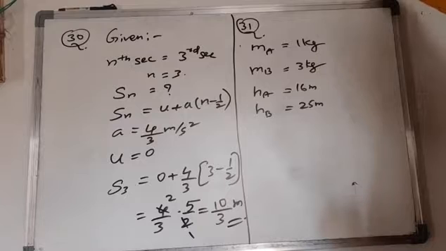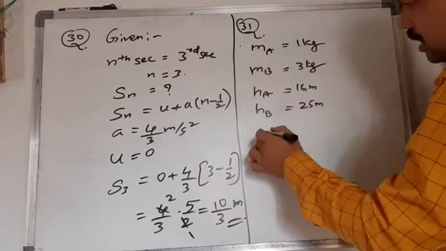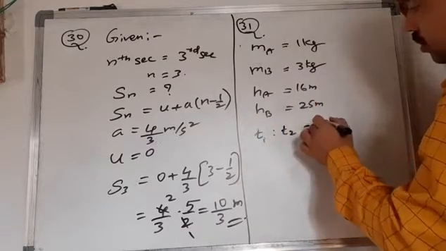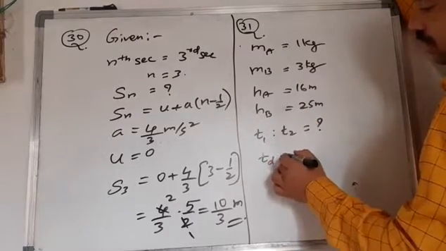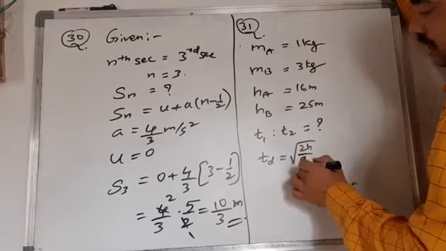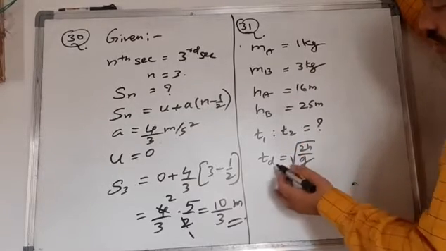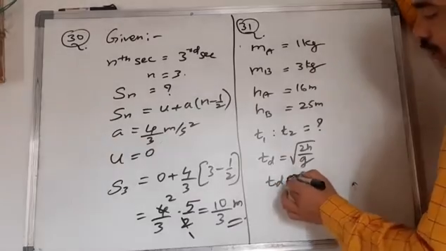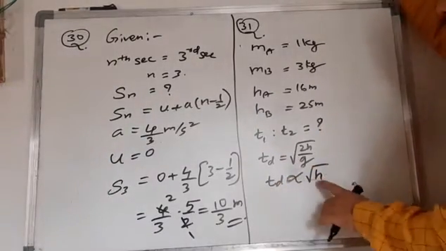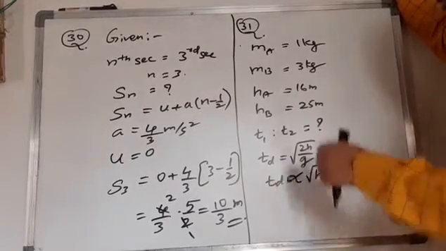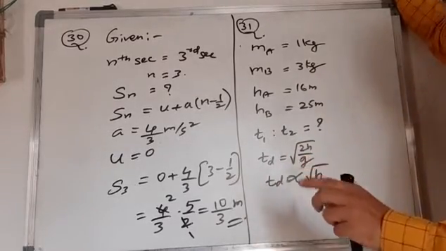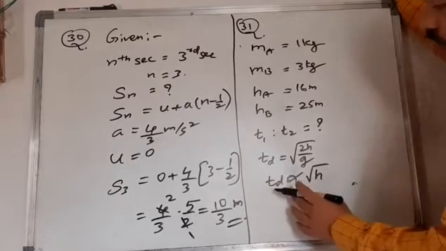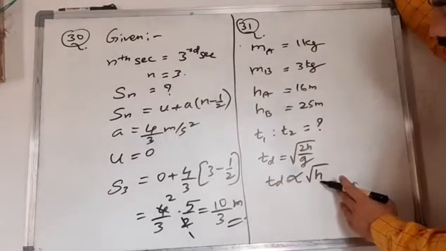Okay. Now he is asking the ratio of their fall time periods. So he is asking T1 is to T2 is equal to how much. We already know that the time of descent formula is under root of 2h by g. So 2 is constant, g is constant. So TD is proportional to root h. With greater height you drop the object, it takes more time. With lesser height, it will take less time. Okay. So time of descent is proportional to square root of height.